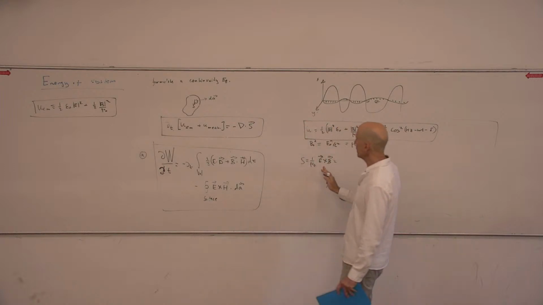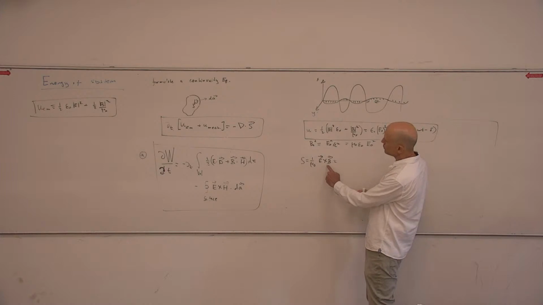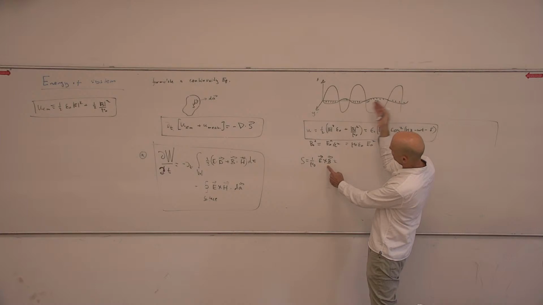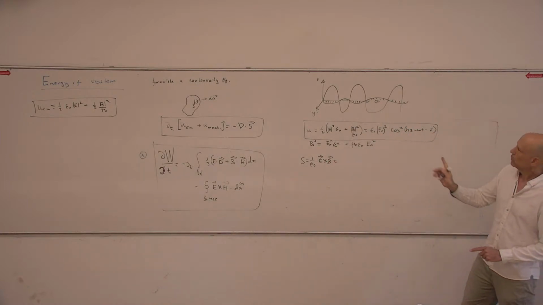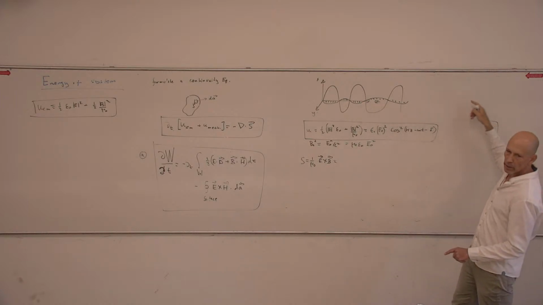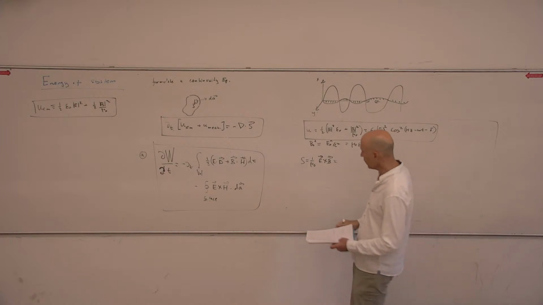We calculated E and we calculated B, and remember that E was in the X direction, B in the Y direction, as in this figure. So S will be in the Z direction. S is going in the same way as the propagation of the wave, so it's easy to calculate.